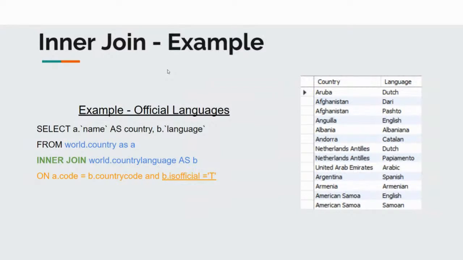All right. So here's an example we can practice. So an example of official languages. Now we're doing the world.country table that we've used before, and then we're joining world.country language on a.code is equal to b.country code, which is a common key. And then we could even put another criteria in there. We could say just official languages. So let's go ahead and run this so we can really conceptually see what's going on here.